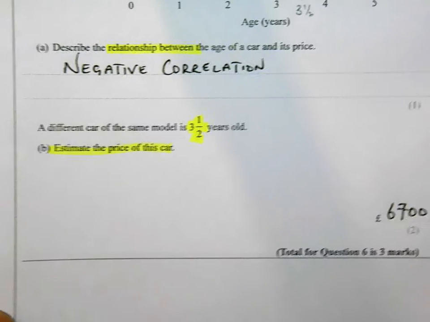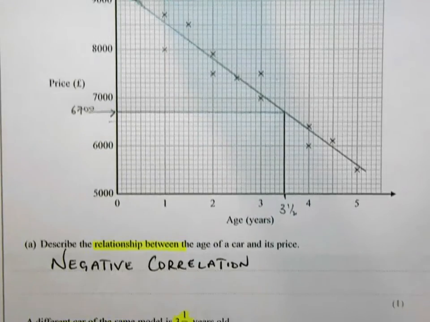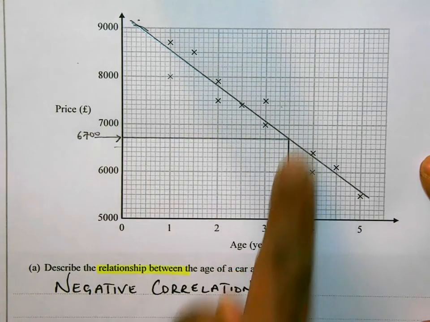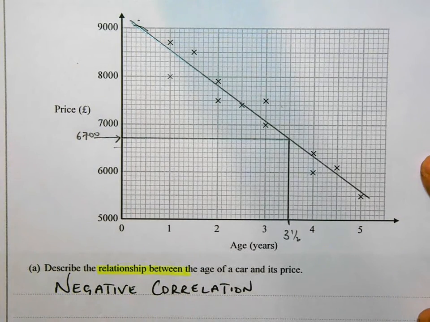Scatter graphs are very common in your exam. Make sure you can do them. Make sure you can get full marks in them. Always draw a line of best fit and draw your lines going across to the line of best fit and across. Take great care reading the scale. Make sure you can do this and get full marks in it.